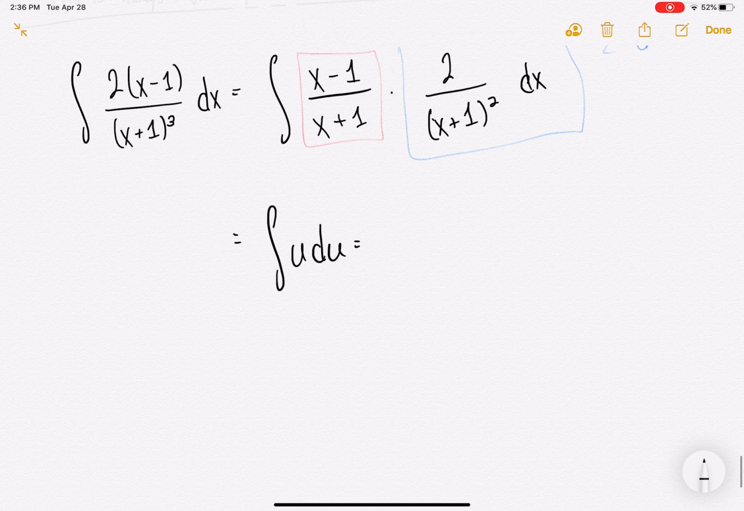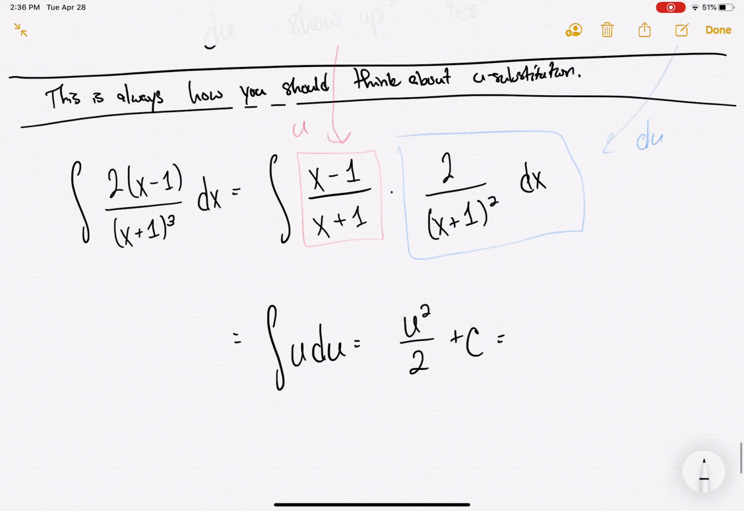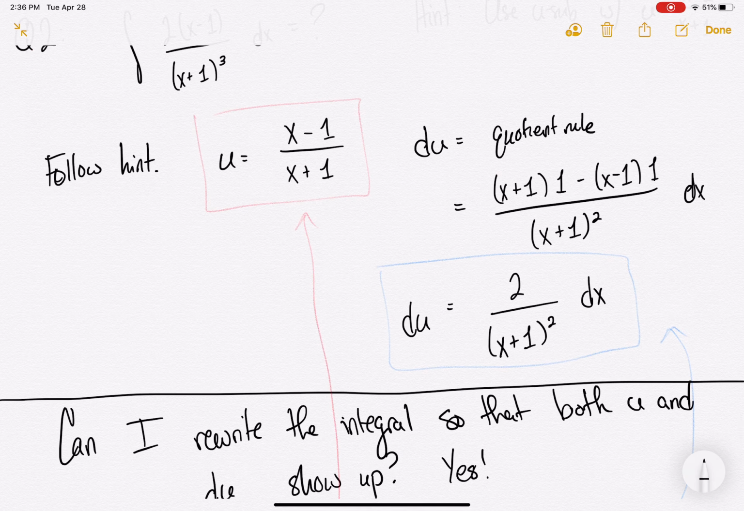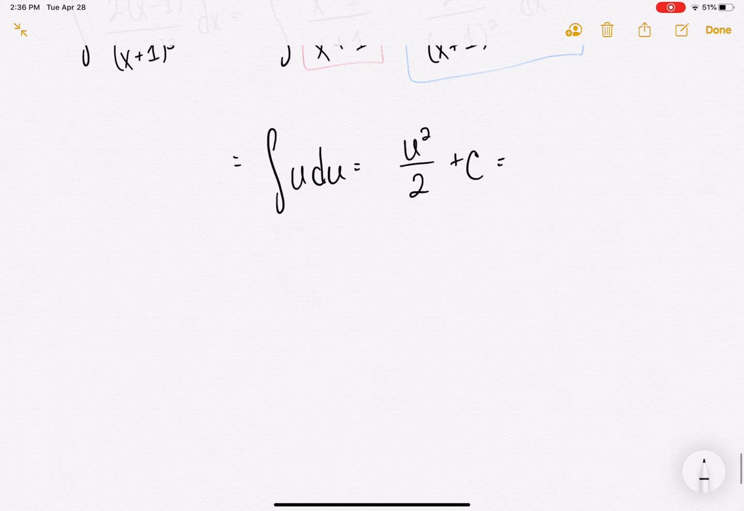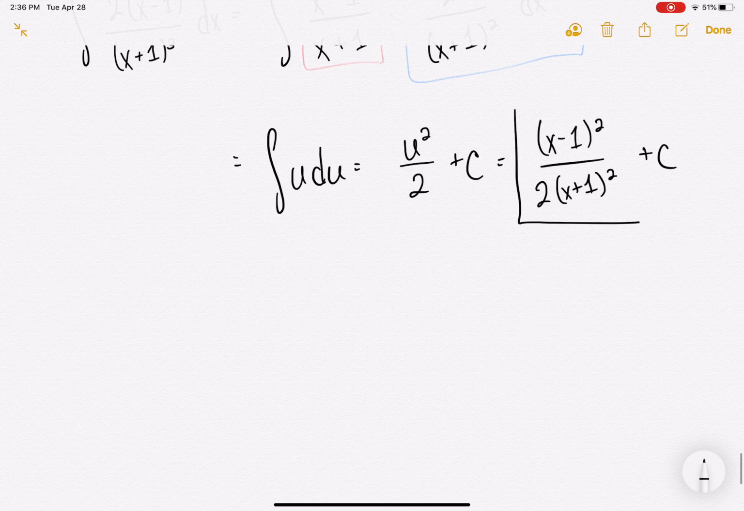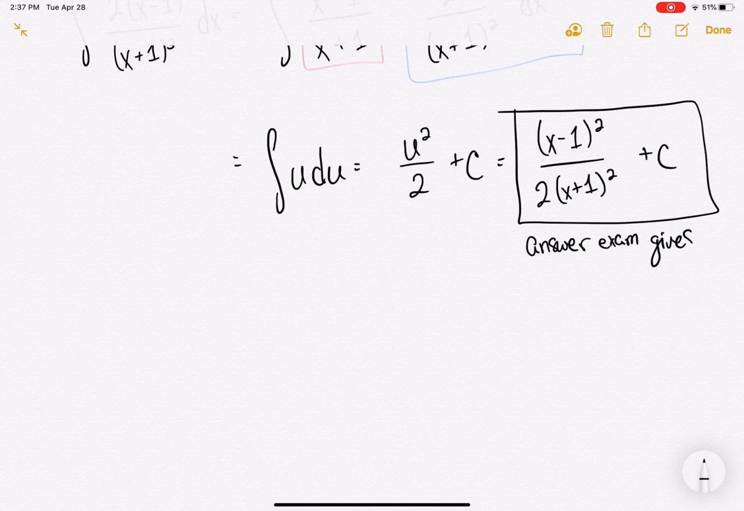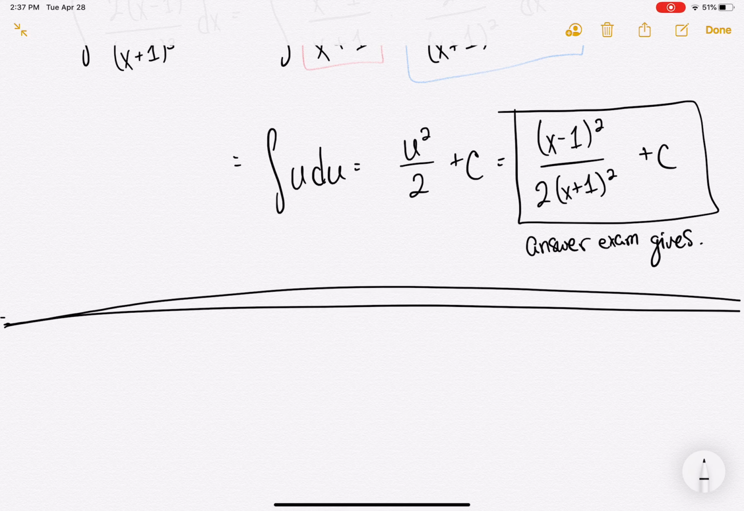This is exactly the integral of u du, and so the power rule gives us u squared over 2 plus c, also known as, if u is x minus 1 over x plus 1, this becomes x minus 1 squared over 2 times x plus 1 squared, plus c. That's the answer the exam gives. There you go. I gave you one hard one, one easy one.